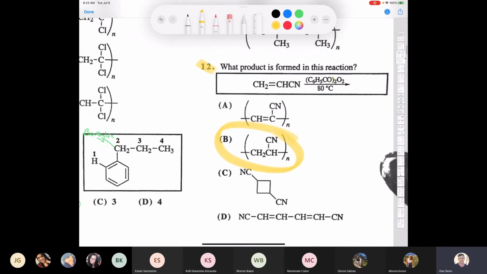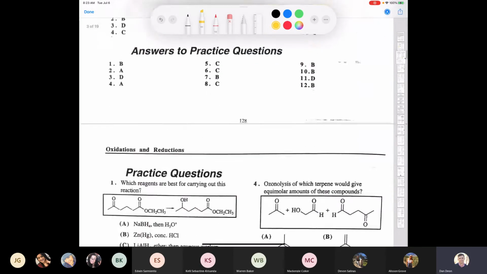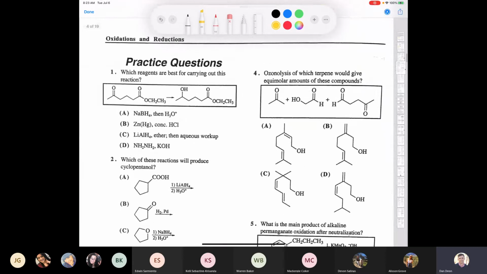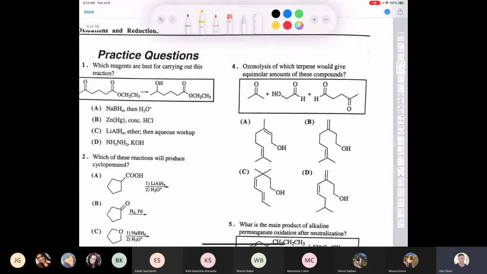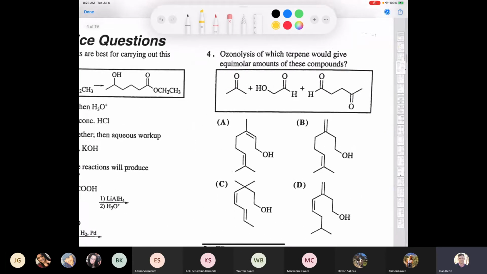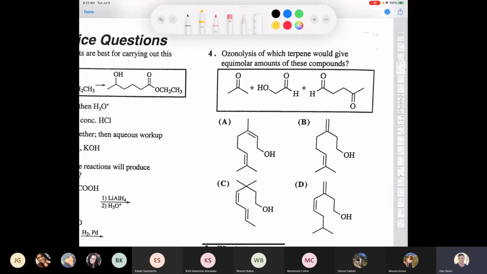All right, let's turn our attention to oxidation and reduction. Really important chemistry. And you know what? In Organic Chemistry 1, we don't deal with nearly as much oxidation and reduction as you do in Organic Chemistry 2, but we do talk about it a bit. And one of the reactions that we talked about in detail was ozonolysis. It says here, ozonolysis of which terpene? And a terpene is just a naturally occurring compound. I mean, there are tens of thousands of terpenes.